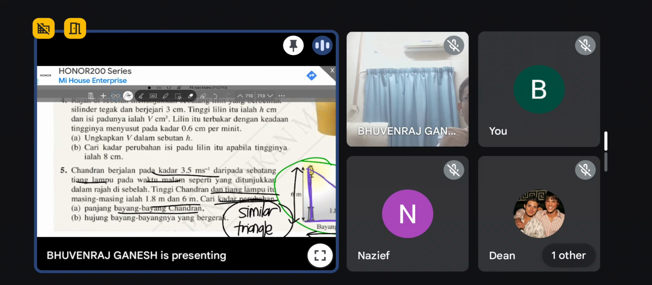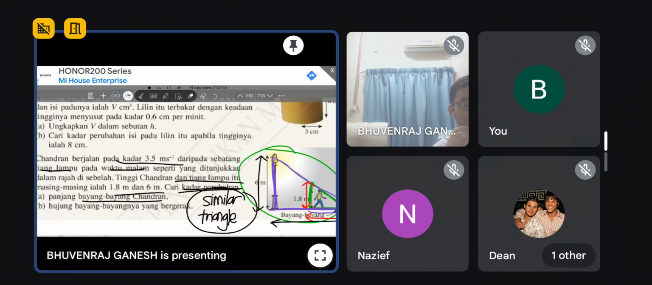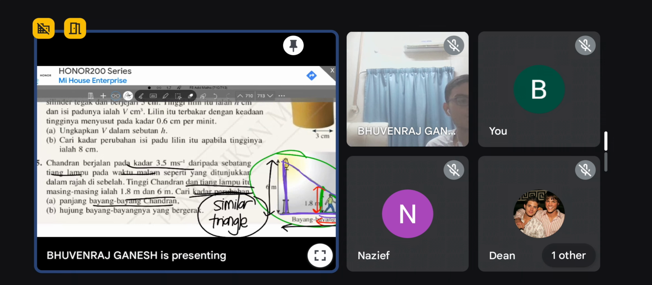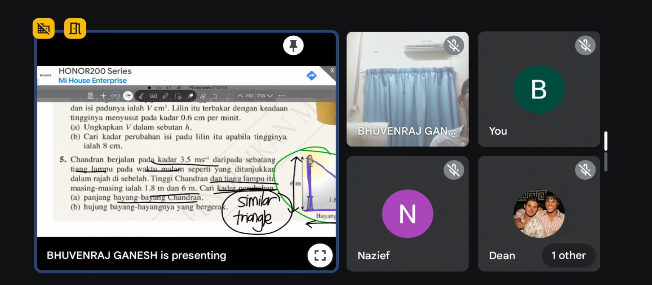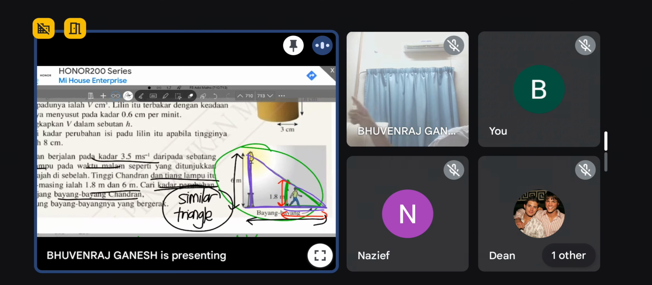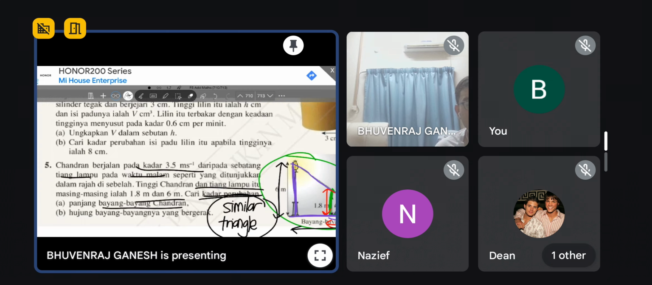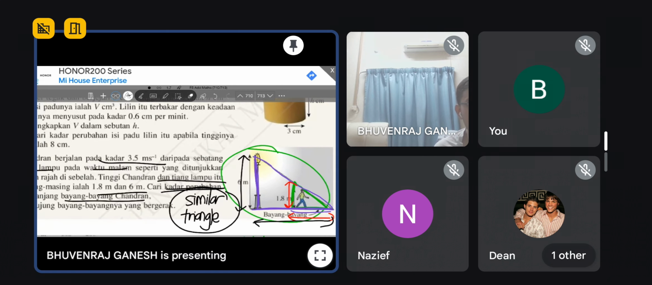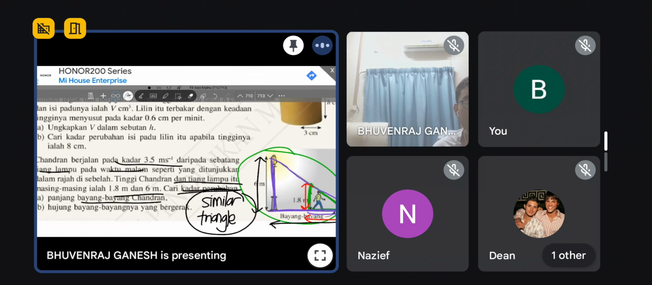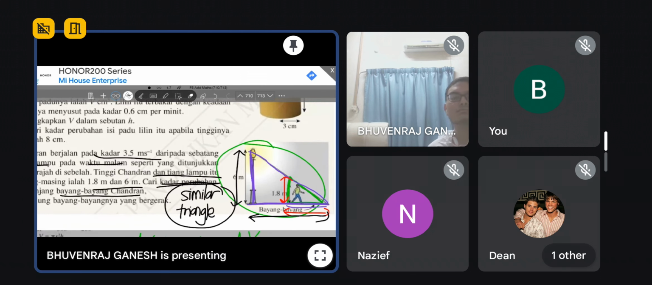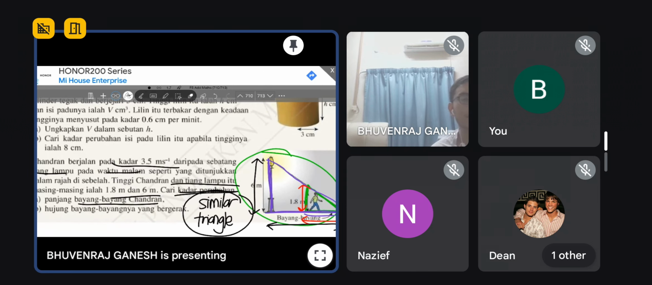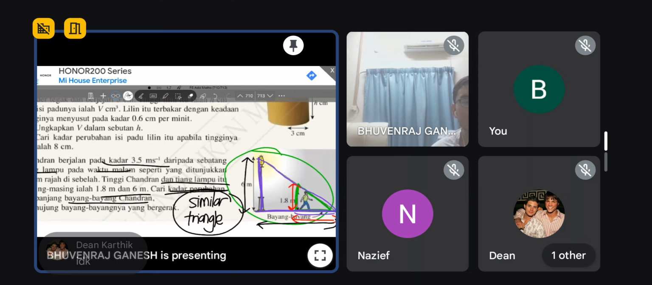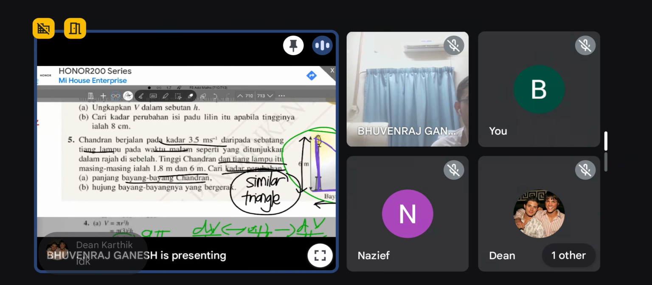So what do you all think, guys? How to do this? Anyone know? You want to find the rate of change of the length of his shadow when he is walking. Any idea? If you don't know, you just say don't know. I can explain. So I explain now.